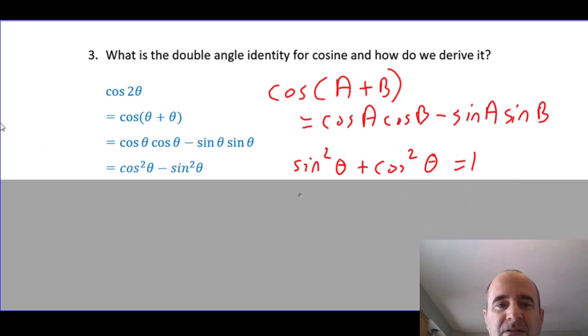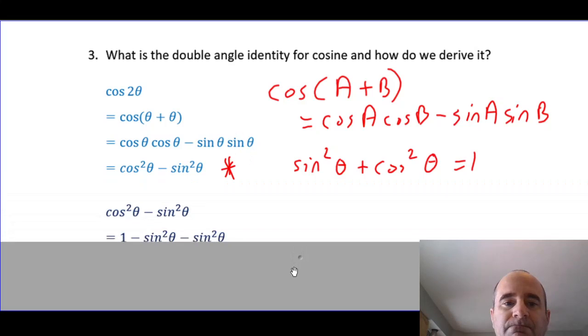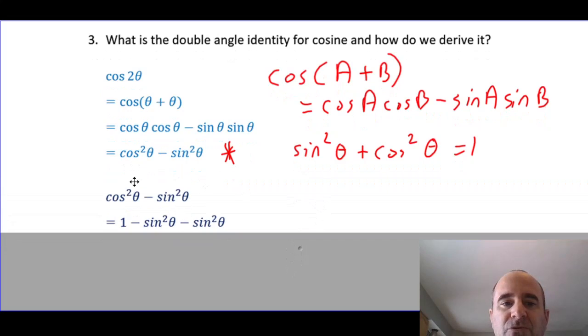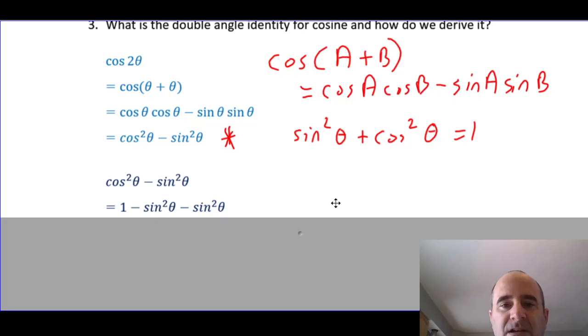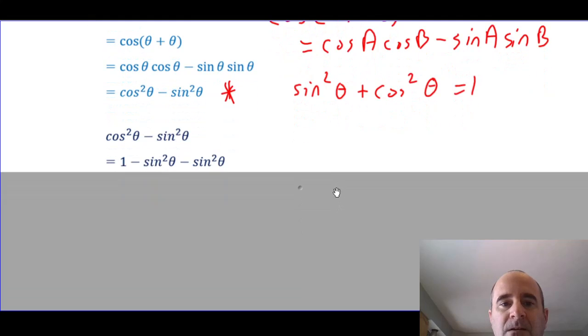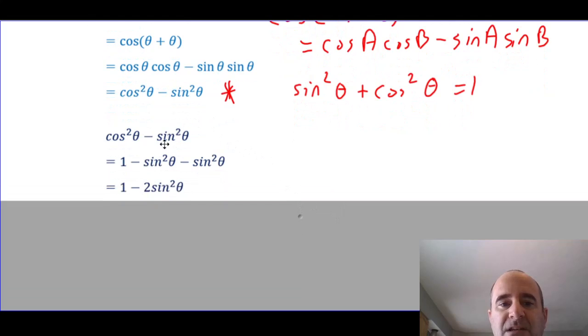So we can actually take this equation here and rearrange it a bit by first replacing cos squared theta with 1 minus sine squared theta. And we come up with the same identity, but just written differently, 1 minus 2 sine squared theta. So cos squared theta minus sine squared theta can also be written as 1 minus 2 sine squared theta. Now, why did we replace the cos squared theta and not the sine squared theta? I don't have a good reason. There's no reason why you couldn't do it the other way around.